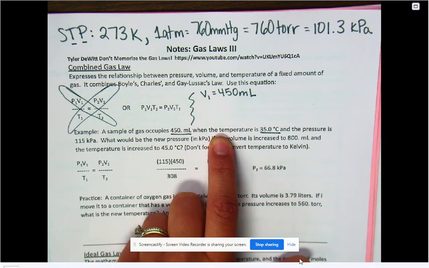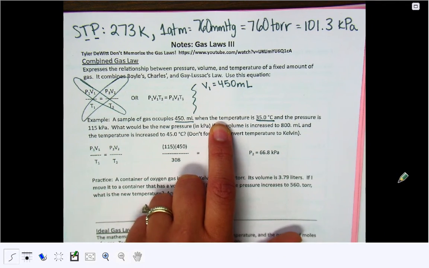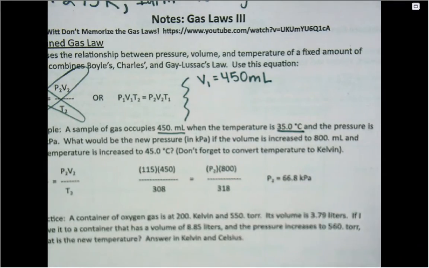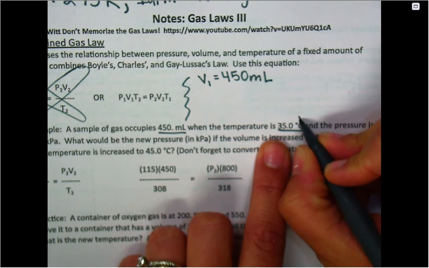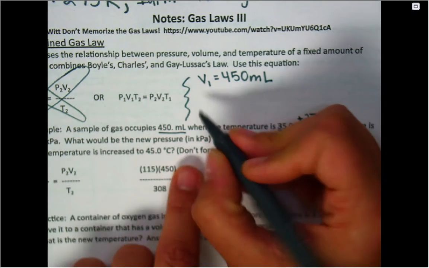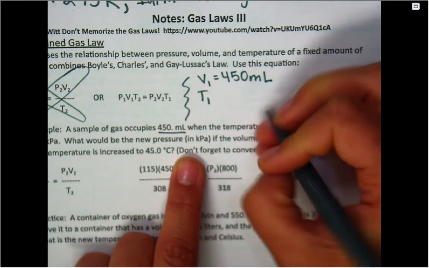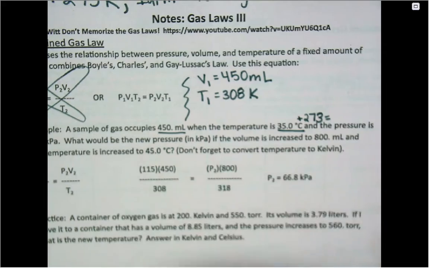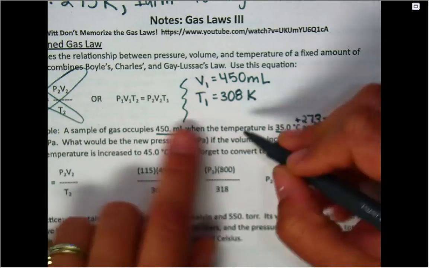Temperature, right? So the thing that we know about temperatures is you can't leave it in degrees Celsius. We have to convert it to Kelvin. So we're going to add 273 to that in order to get a temperature of 308 Kelvin. Okay, so I added 35 plus 273 to get 308.